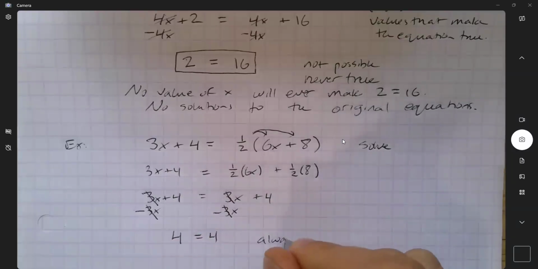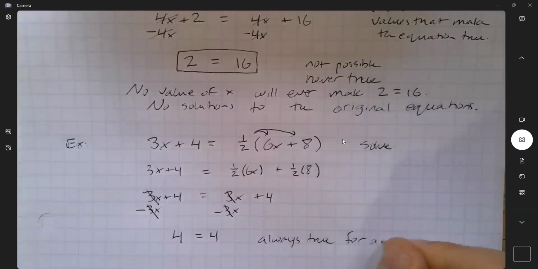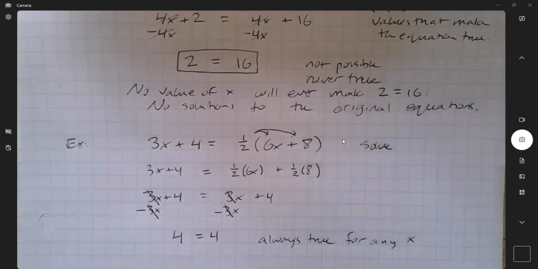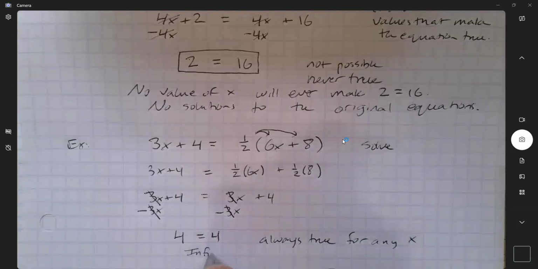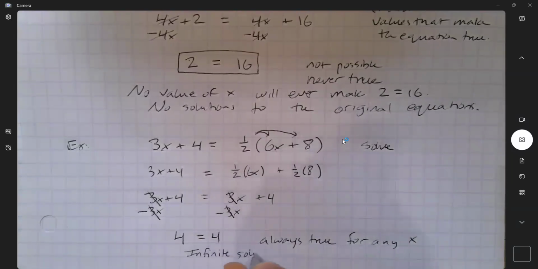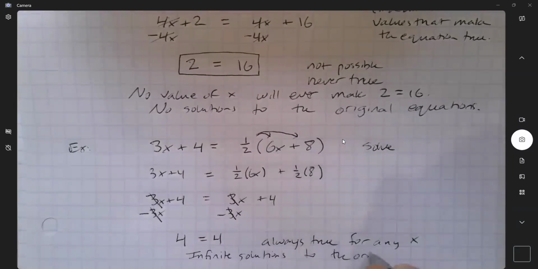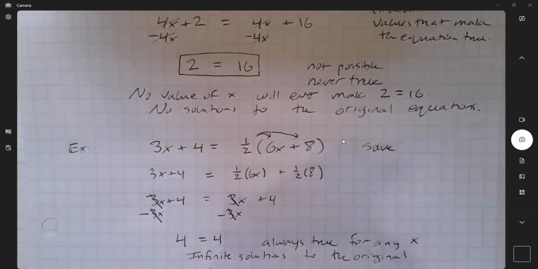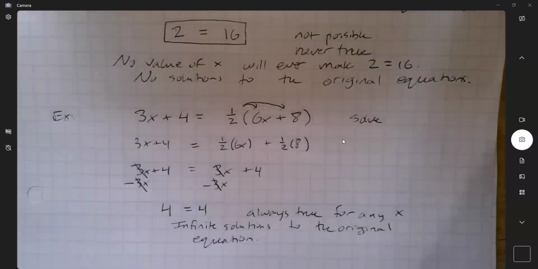Okay, well, this is always true for any x. Doesn't matter what x I pick, 4 will always equal 4. So there are actually infinite solutions to the original equation.